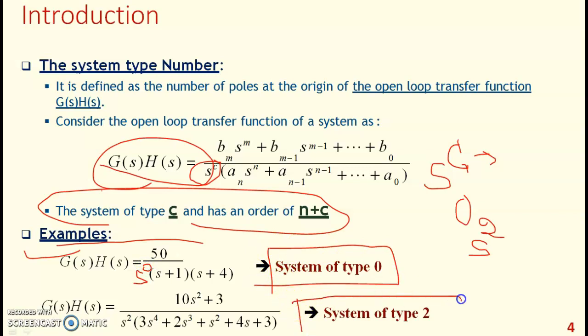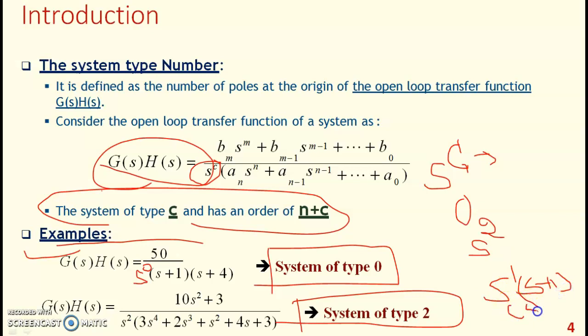For type 1, let us consider s to the power 1, that is s into s plus 1 into s plus 4. Then we can call it a type 1 system. Then for a type 2 system, which is given by the standard equation, G of s into H of s equal to 10 into s square plus 3 divided by s square. s square indicates the order of s, which denotes the type of system. So hence it is a type 2 system.